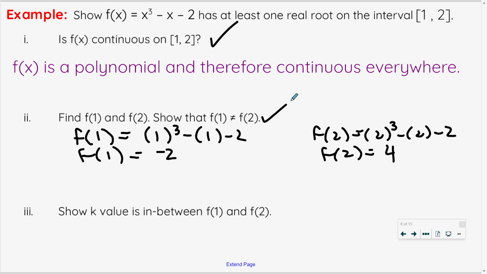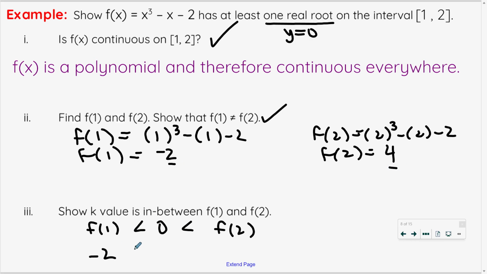Third requirement, show that k is in between f of 1 and f of 2. Since I want at least one real root, that's an x-intercept, my y value is 0. That's my k value. So I want to show that k, which is 0, is in between f of 1 and f of 2. Well, let's check. 0 is in between -2 and 4. Yes, that is true. That condition has been met as well. So all three conditions have been met.